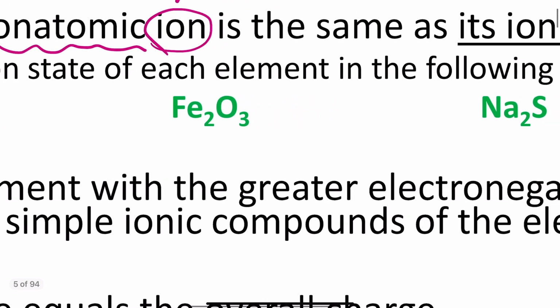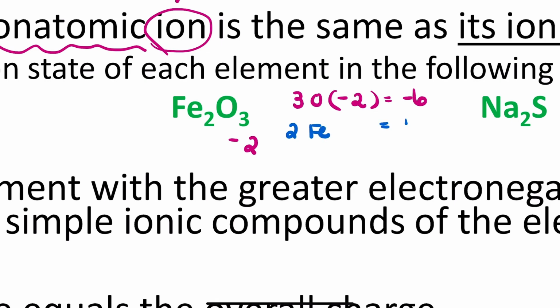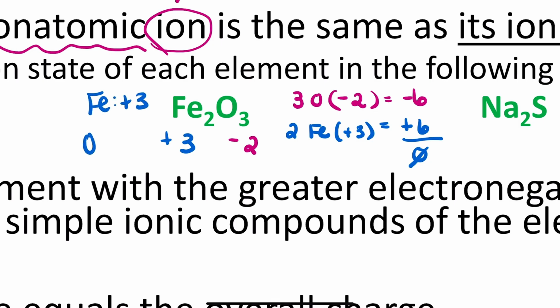If I look at Fe2O3, oxygen, again, really likes to be -2 if it can. I have 3 oxygens with a -2 charge, so overall -6. I have 2 irons. They must overall equal a +6 charge, so I have a 0 charge here. Therefore, each iron must be a +3 charge. So again, 1 iron is +3, 1 oxygen is -2.